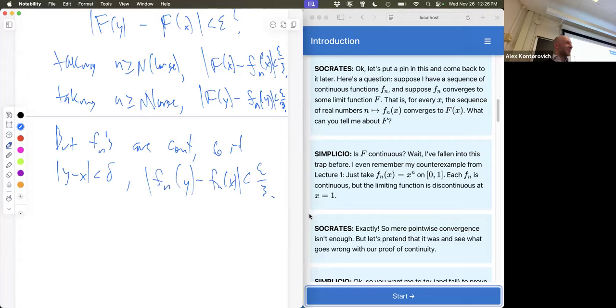But it's not true. What delta would we choose, since that's just one delta for one value of n? Exactly. So this is one place, that's true. There's another place where something goes wrong.